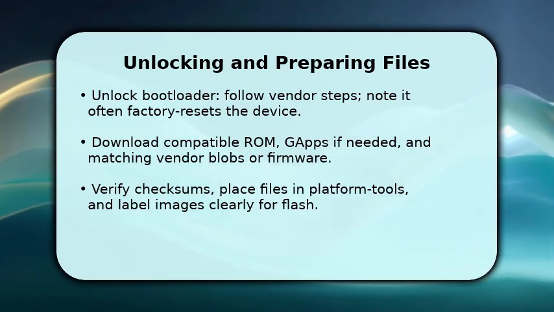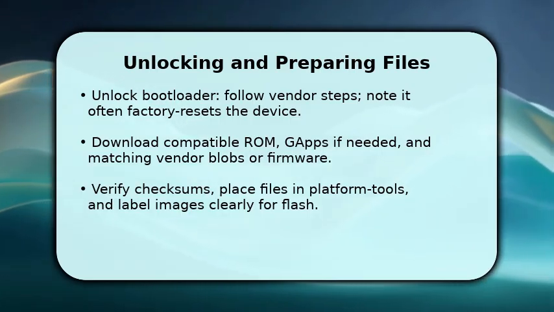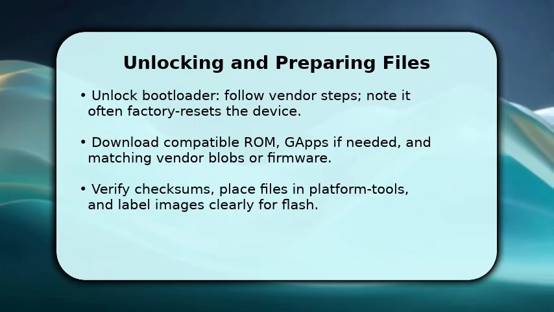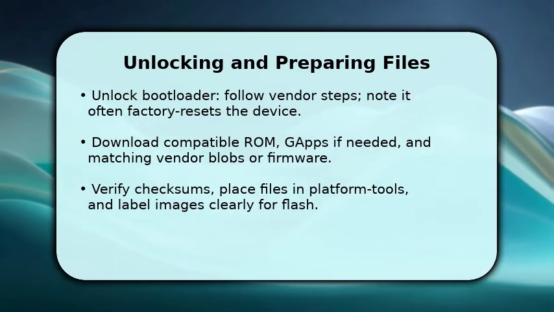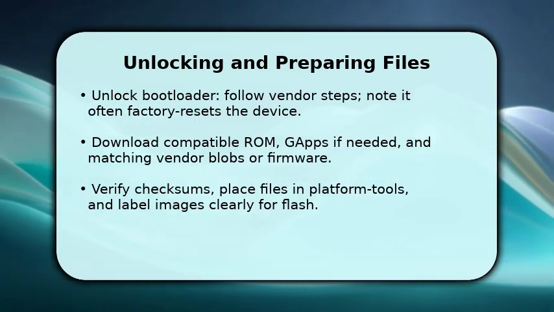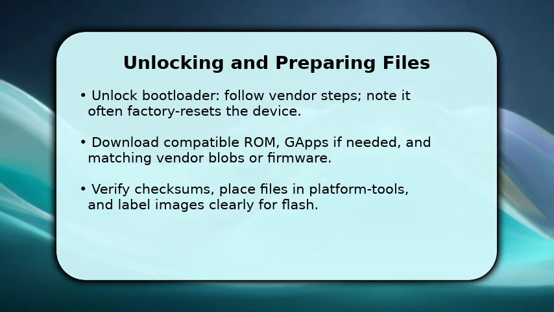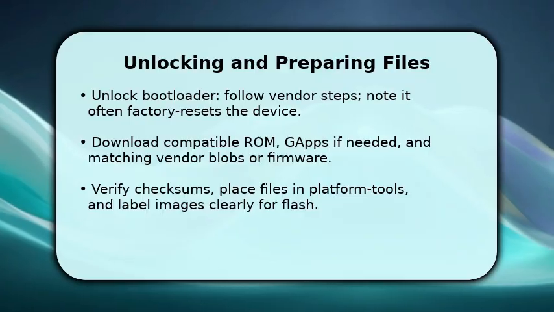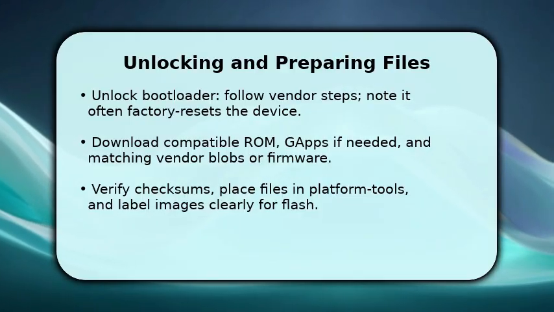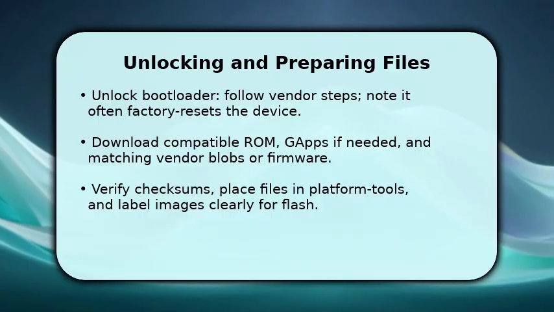Next, unlock the bootloader following the manufacturer's procedure. Understand this usually triggers a factory reset and voids some warranties. Once unlocked, boot to Fastboot and confirm partition layout. Place all images and zip files in your Platform Tools folder. Once labeled and checked, you're ready to flash in the correct sequence.